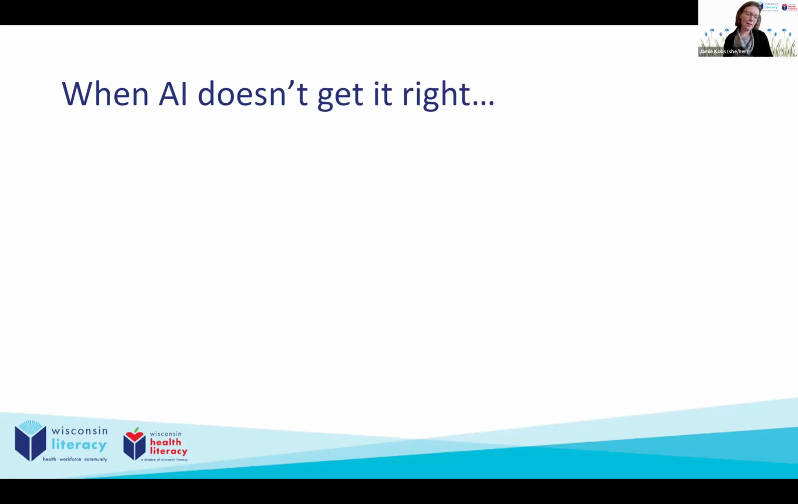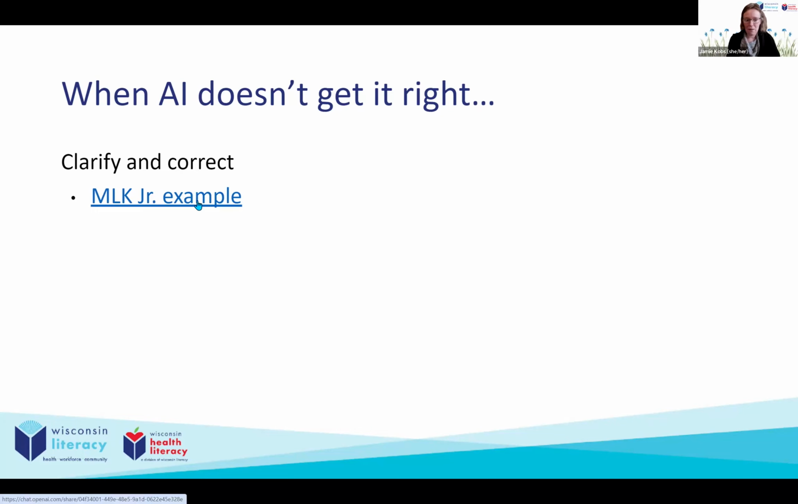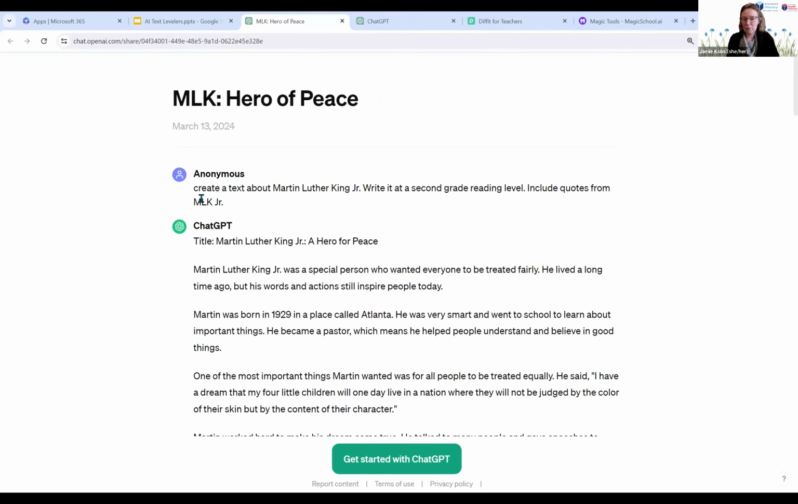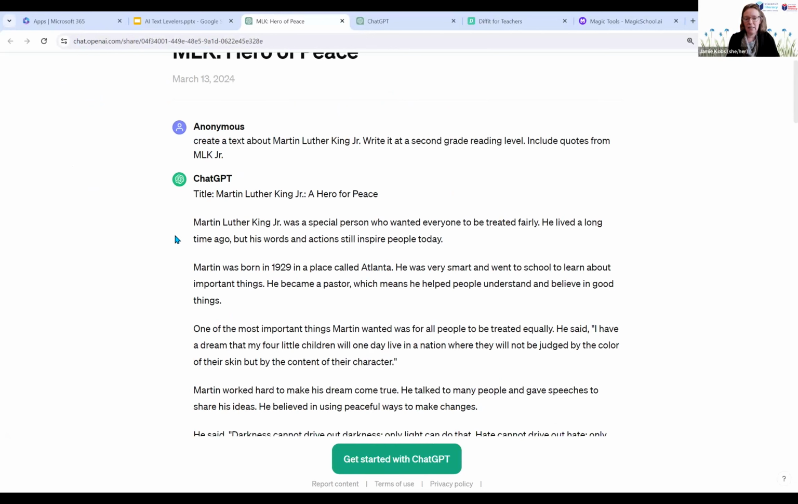All right, and then the last best practice is when AI doesn't get it right, and this happens, right? It's your job to clarify and correct. So I have 2 examples that I'll give you of that. The first one is when I was practicing with these 3 tools, I asked it to create a text for me about Martin Luther King Jr. And this one comes from ChatGPT. My prompt was: create a text about Martin Luther King Jr., write it at a 2nd grade reading level, include quotes from Martin Luther King Jr. And so this was the text that I got.